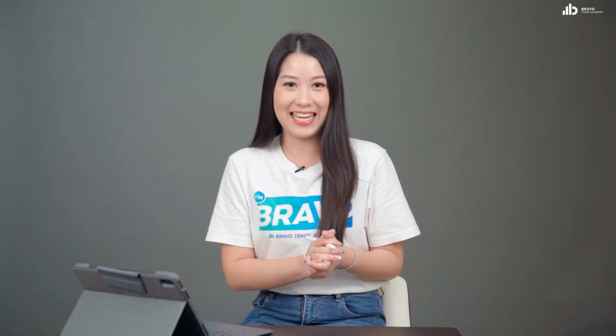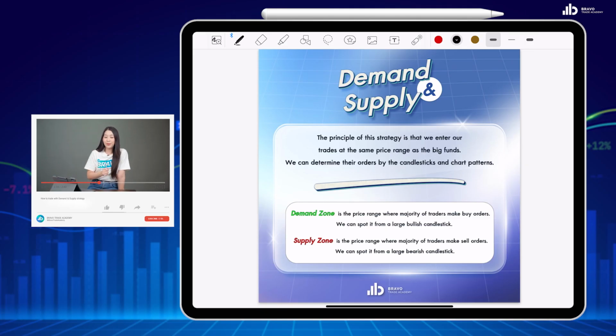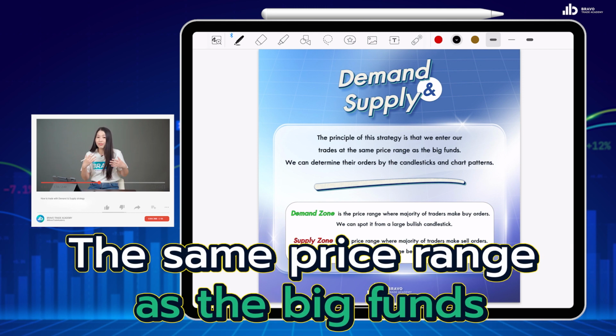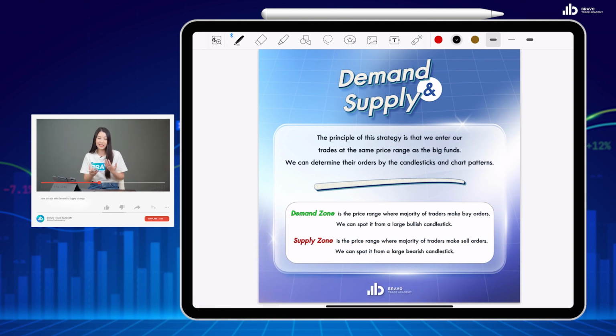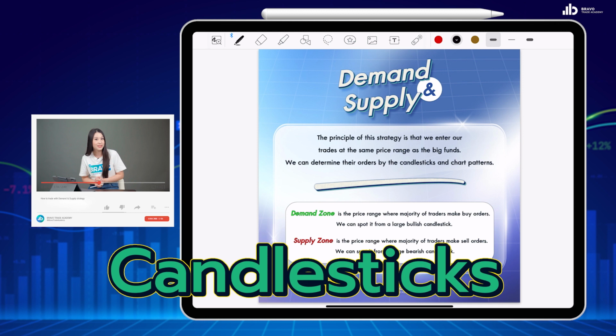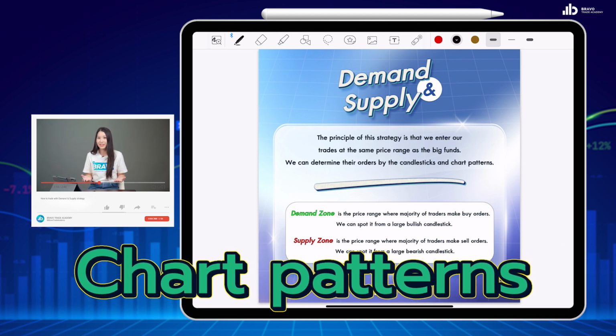So the first one, the principle of this strategy is that we enter our trades at the same price range where the big funds execute their orders. We can determine their orders by the candlesticks or the chart patterns, okay?